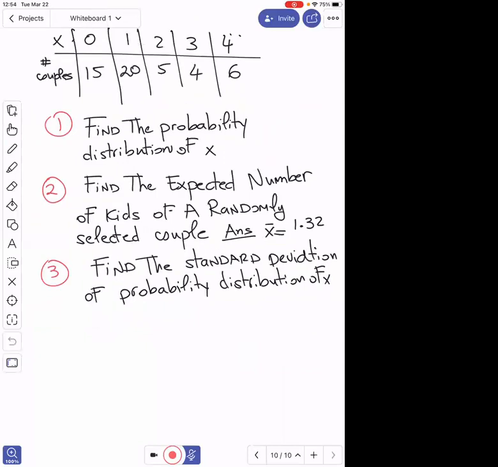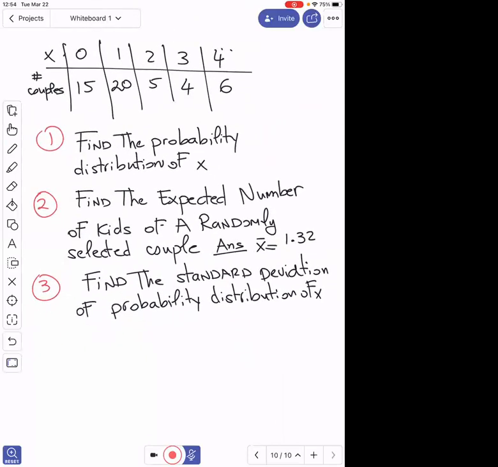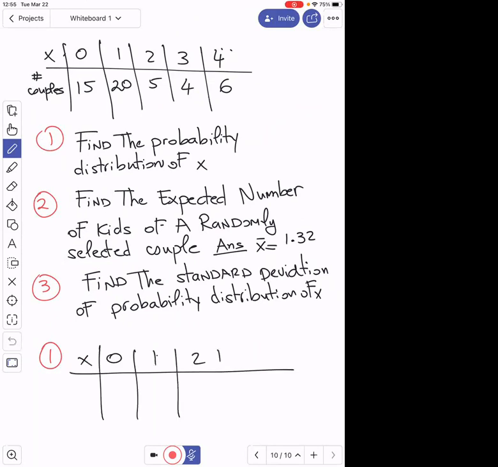So let's start with number one, the probability distribution, right? So the probability distribution, for each value of x, you assign the probability of x, right? So you have the values of x: 0, 1, 2, 3, and then 4.